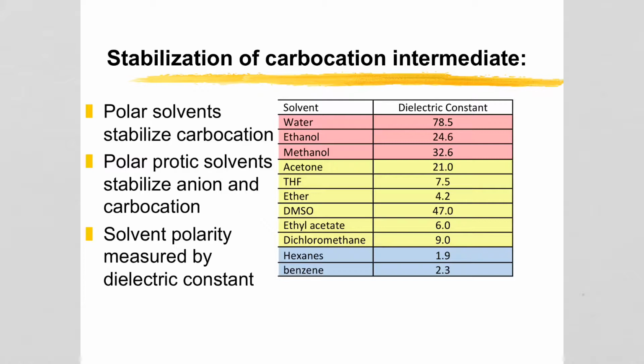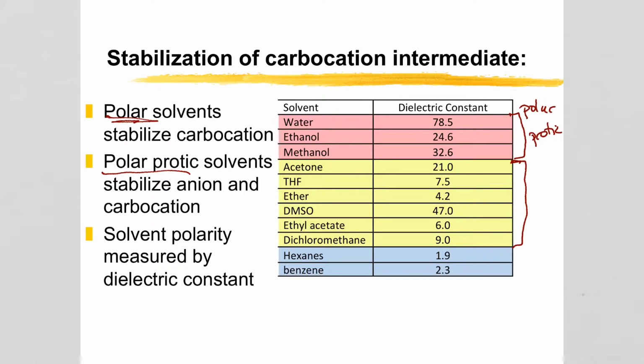Here's a table of dielectric constants. I've also uploaded this table to Canvas. And solvents, as I said, that are more polar, stabilize the carbocation. And so you can see here that this group of solvents are the solvents that we called polar protic solvents because they can undergo hydrogen bonding. And you can see that all of them are very, very polar.